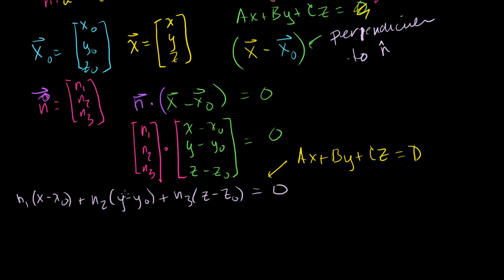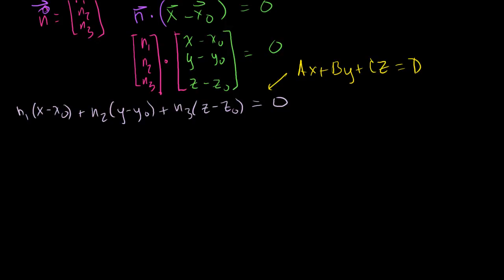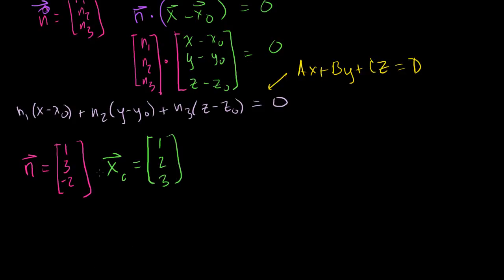And if you don't believe me, we can do it with an actual example. So let's say I specify a plane, and I give you a normal vector. And I tell you that normal vector is the point 1, 3, minus 2. The normal vector and the point don't necessarily have to intersect. But let's say for a point that lies on the plane, I have the point 1, 2, and 3. And I say, give me the equation for this plane.